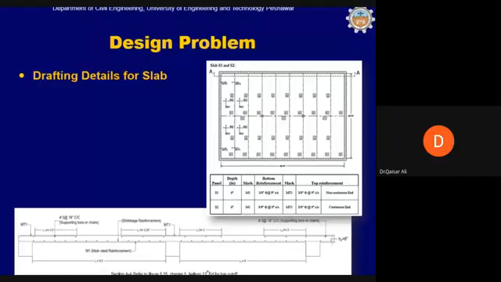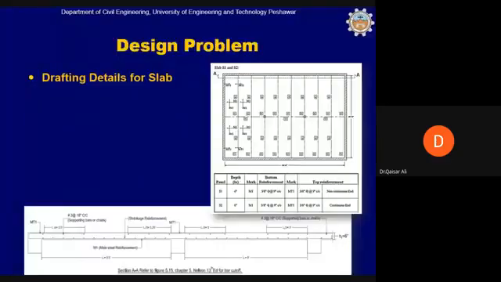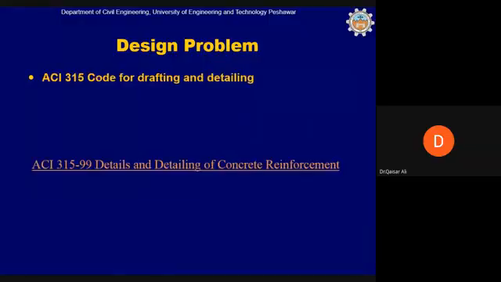You can take a section along the short direction wherein you can show the reinforcement, shrinkage reinforcement, main reinforcement, and all this. There is an ACI 315 code for drafting and detailing. You can go through their details and you can find out what type of detailing they do. You can search and go through this detailing manual yourself.